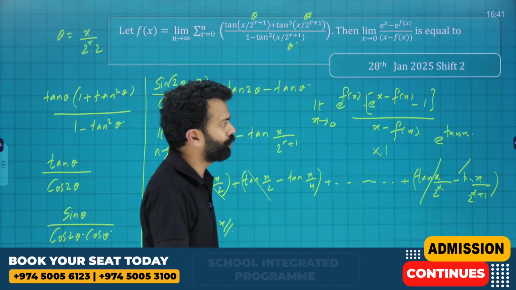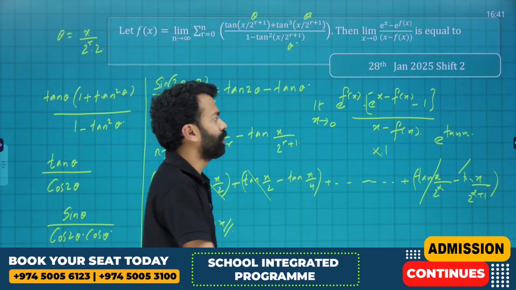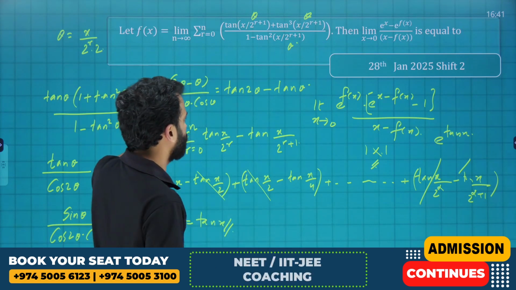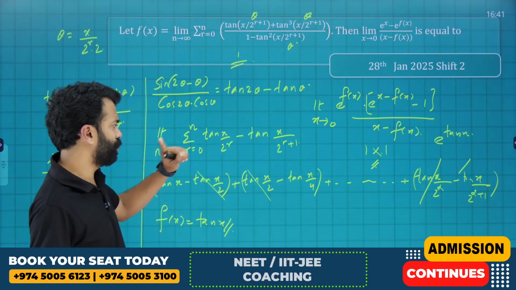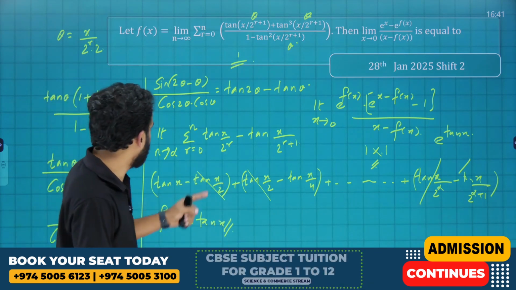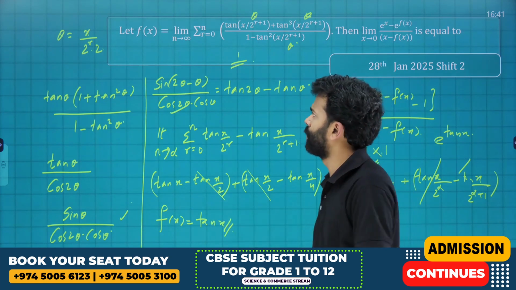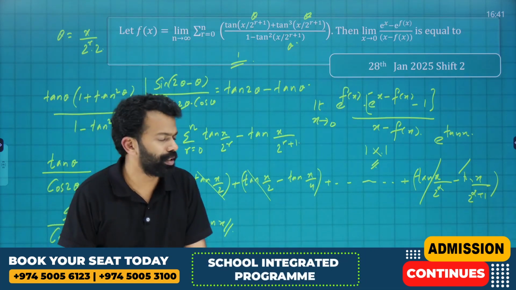When x is approaching towards 0, this becomes e raised to 0. What is the value of e raised to 0? 1. Therefore, the final result is 1 into 1. And what is the answer here? Integer type, the answer is 1. A very easy and doable question, just to formulate this. The tricky part lies in here, but a familiar one also. Hopefully you got the idea here. Let's move to the next one.